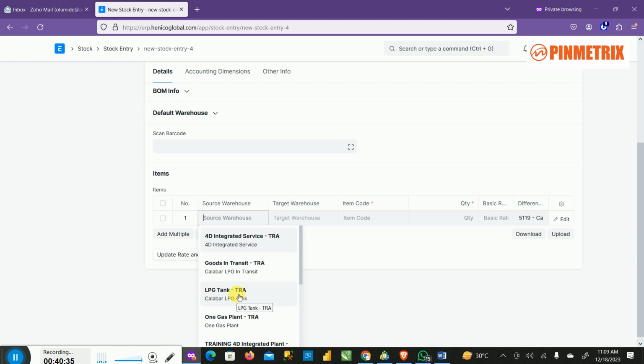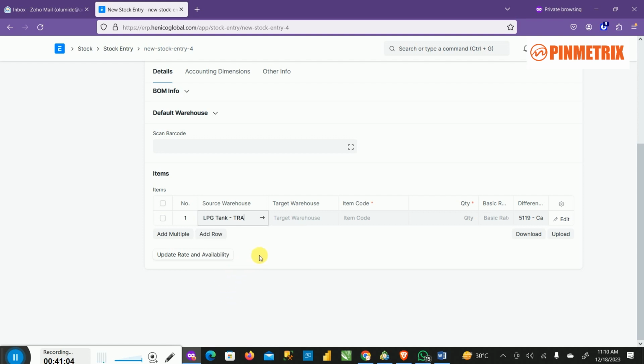So in this scenario, you need to know where the product that you have received is. You might decide that you have received it into your goods in transit, then from your goods in transit you want to transfer to them directly, or you want to take it directly from the LPG tank. Let's assume that we are picking it from the LPG tank. So I'll pick LPG tank. I don't need a target warehouse.